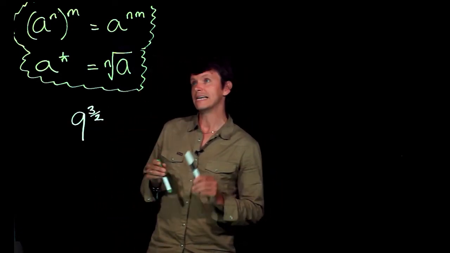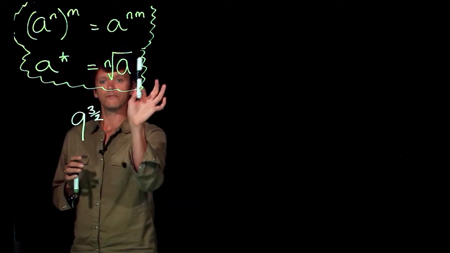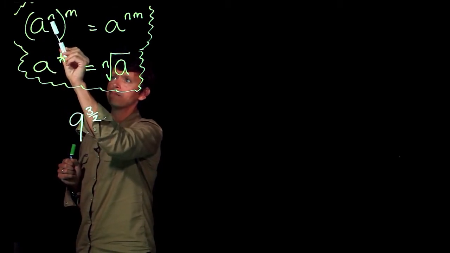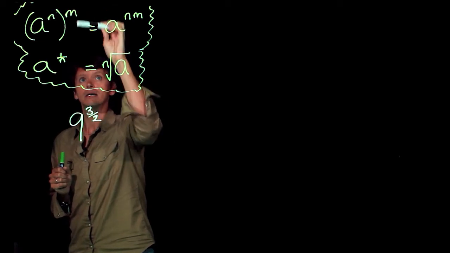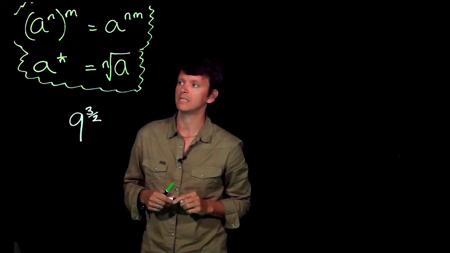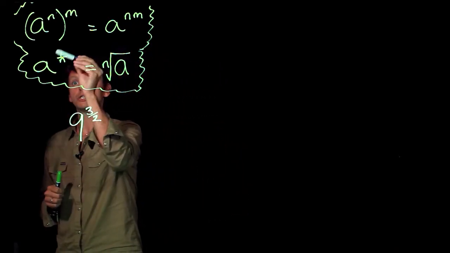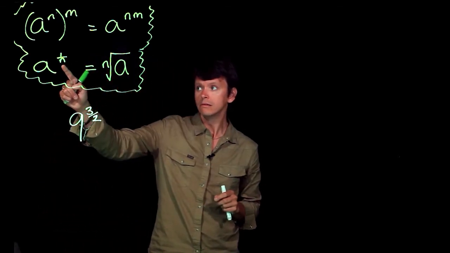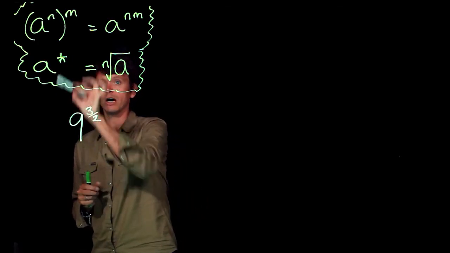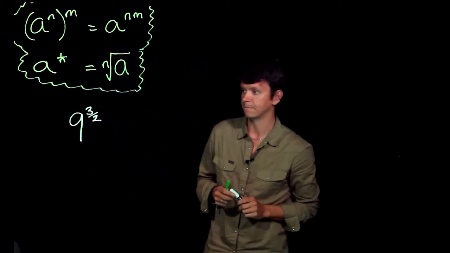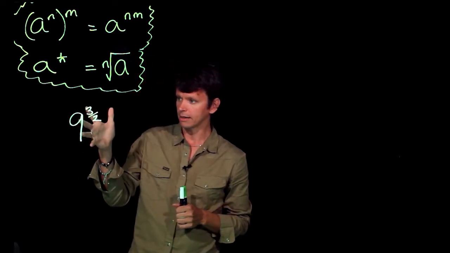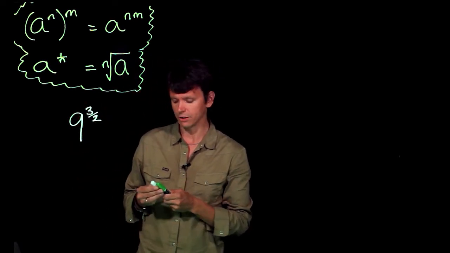Before we can do that, I just want to quickly recap these two rules that we've shown in previous videos and we're going to use here. Any number a raised to the power of n, all raised to the power of m, equals a to the nm, or a to the n times m. We also showed that a raised to the power of 1 over n equals the nth root of a. So if that was a to the power of a half, it would be the square root of a. Okay, so let's use this to tackle 9 to the power of 3 over 2.